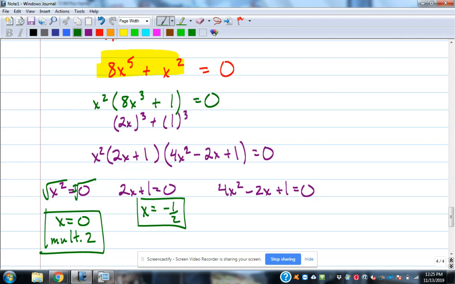It's the longer one. It's not very difficult, but it's longer. So I'm going to do the discriminant. So that'd be -2 squared minus 4 times a times c. It'd be 4 minus 16. It's -12. So we know that factor ends up giving us complex solutions. And so we'll just find those complex solutions.